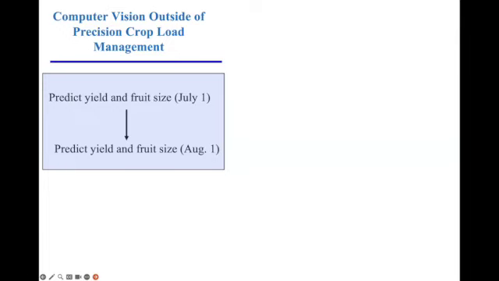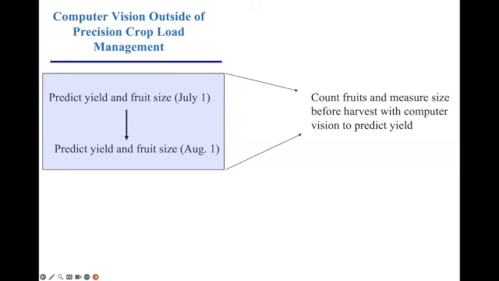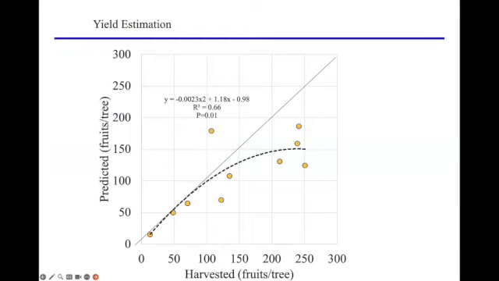We would like to be able to do that on July 1 and August 1. And so this would require computer vision to count fruitlets and measure size before harvest at least 2 times to predict yield. And this is some data that we did over the last several years. I believe this was all done with the Pometa system, in which we harvested the tree and we predicted the number of fruits per tree. And you can see that when fruit number per tree was between about 25 and about 100, we were pretty accurate. But when fruit numbers exceeded 200, we weren't that accurate. And that's probably because of the hidden occlusion, the problem when there's a lot of fruit on the tree.